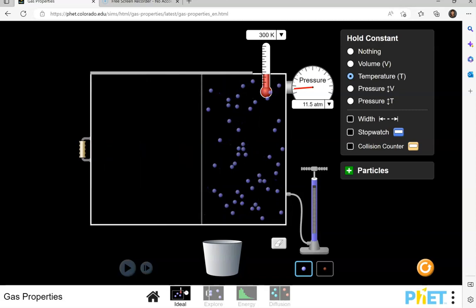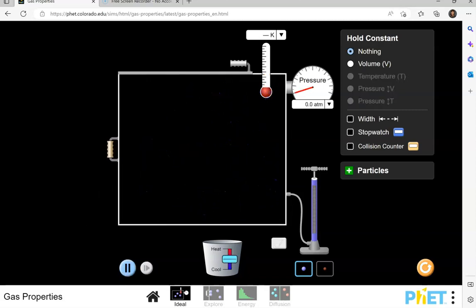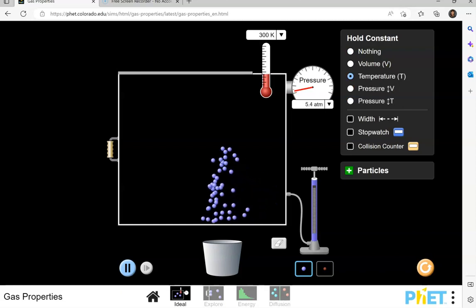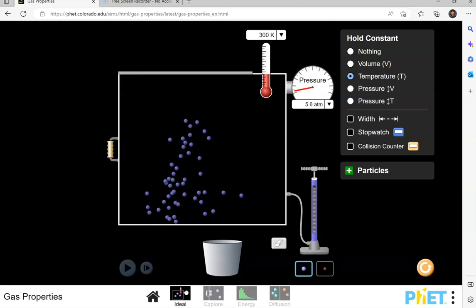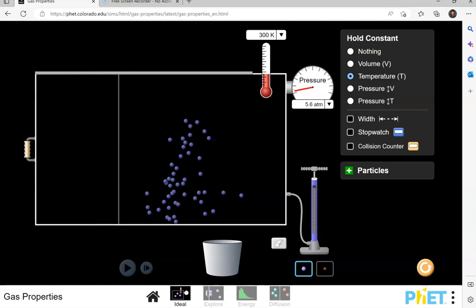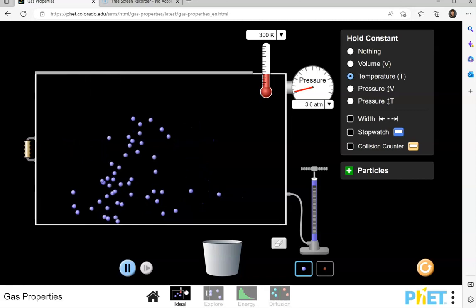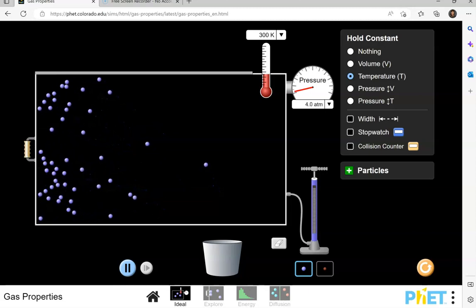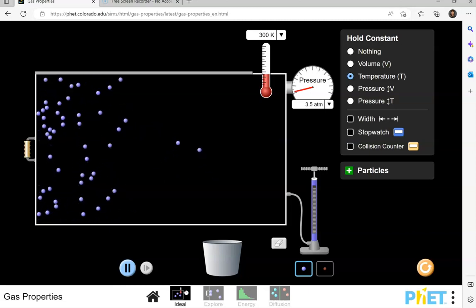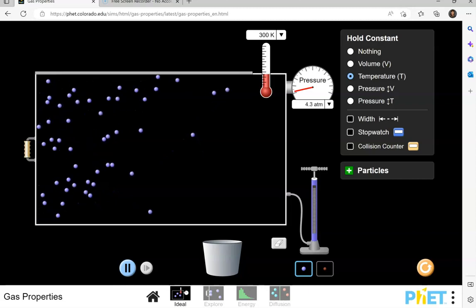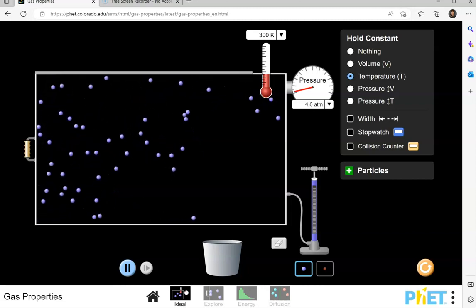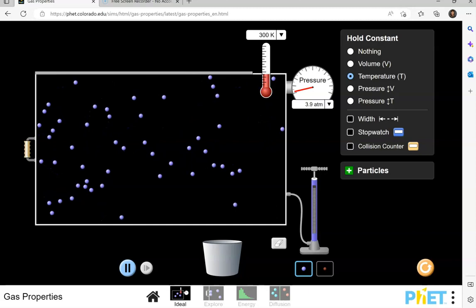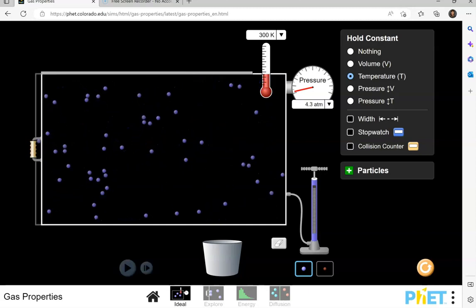Versus if I, let's go back to our original. So again, I'm at around 6 atm. Now let's give the molecules more space. Let's increase the volume. Look, the pressure went down by almost half, okay? They have more space to move around, so they're not going to hit the sides of the container often. So that creates less pressure.